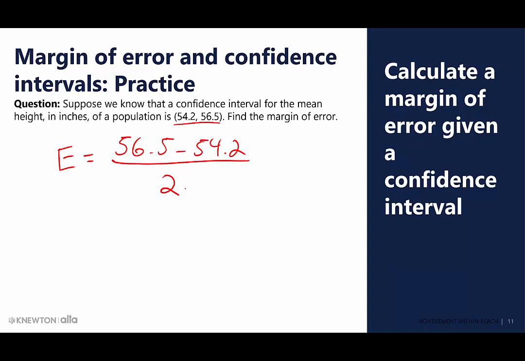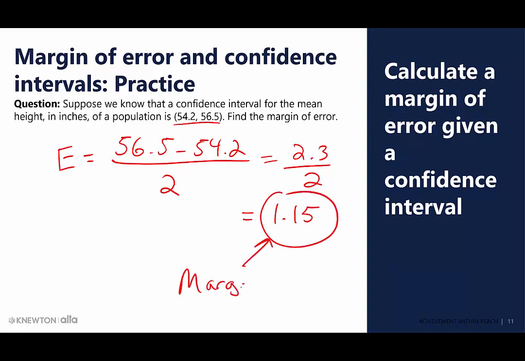If you take 56.5 minus 54.2, that gives us a difference of 2.3, which we need to divide by 2. Dividing 2.3 by 2, you get 1.15. So this is the margin of error. I'm going to save calculating the point estimate for a later example, but for this one, if you need to figure out the margin of error, you just simply subtract your upper bound minus your lower bound, and then divide that difference by 2.